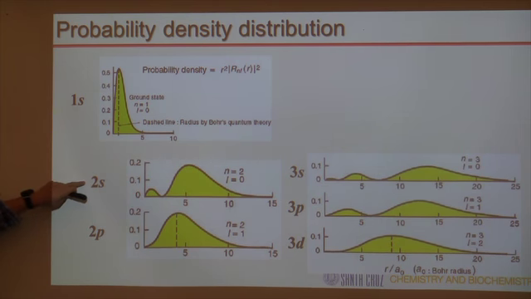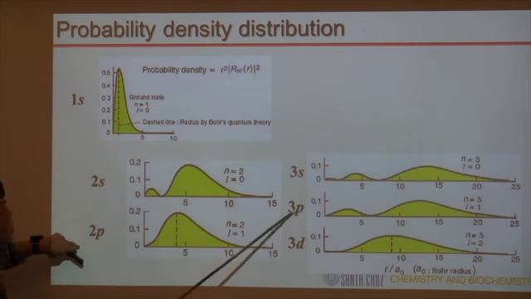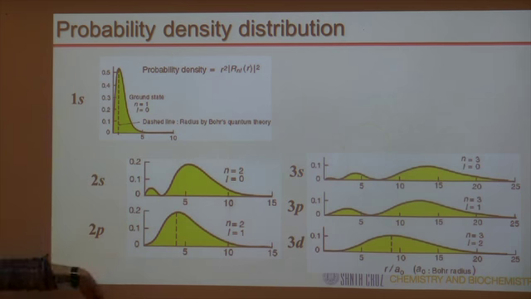Besides 1s, we also can use different wave functions for 2s, 2p, 3s, 3p, 3d, and we get those distribution curves. Again, use the same thing: R squared times r squared.